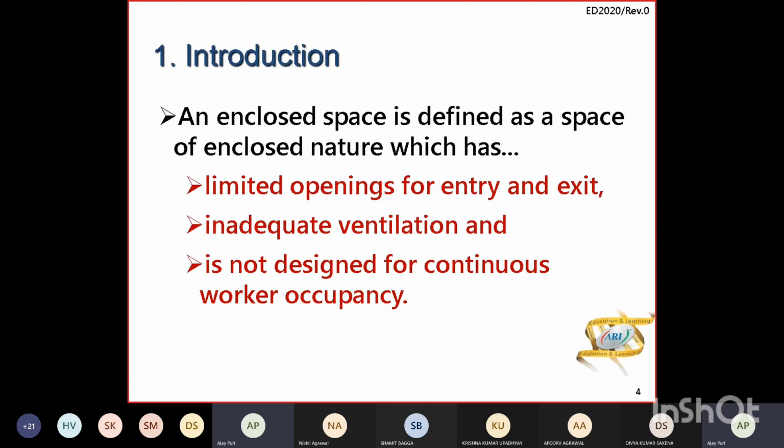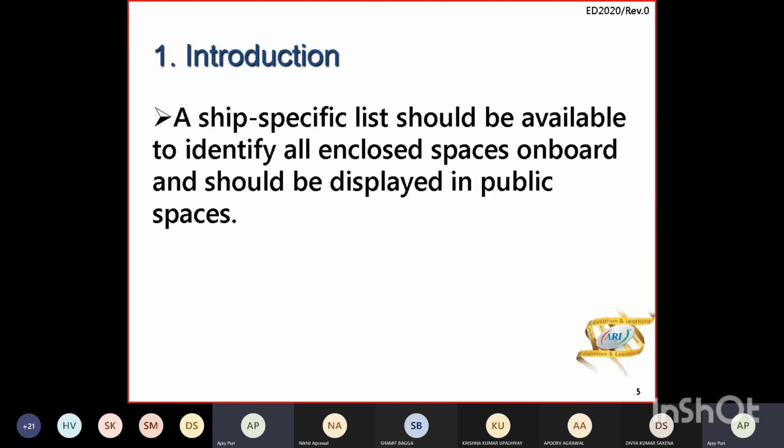So what is an enclosed space? It is defined as a space which is enclosed as it's got limited openings for entry and exit. There is inadequate ventilation. It is not designed for continuous worker occupancy. So you should have a ship specific list of areas where enclosed space entries are there, that should be displayed in public.